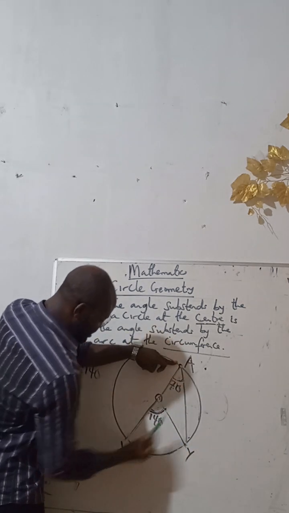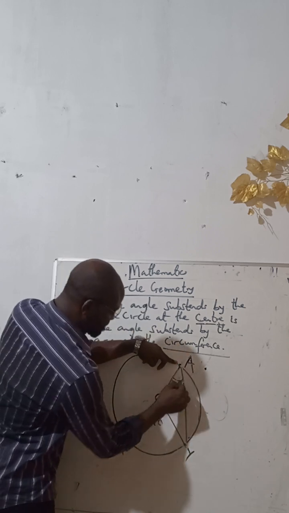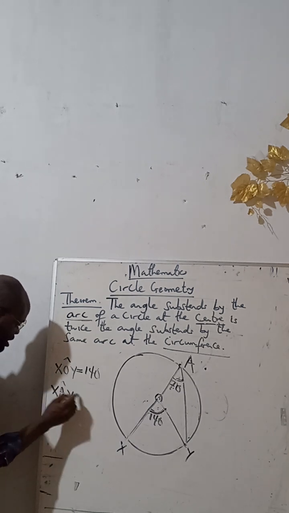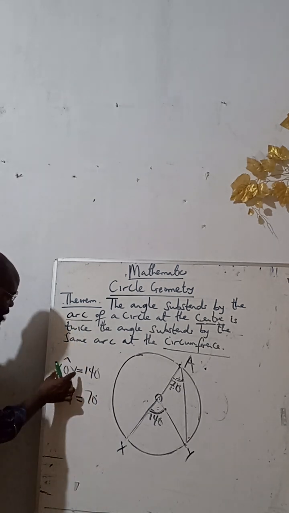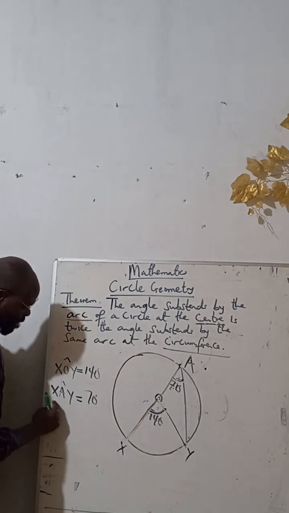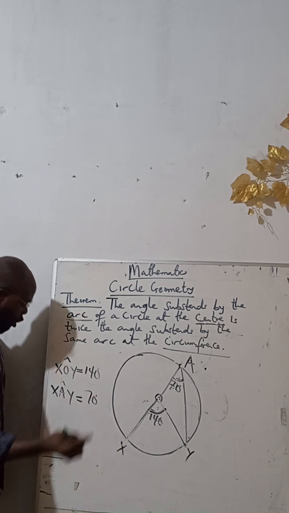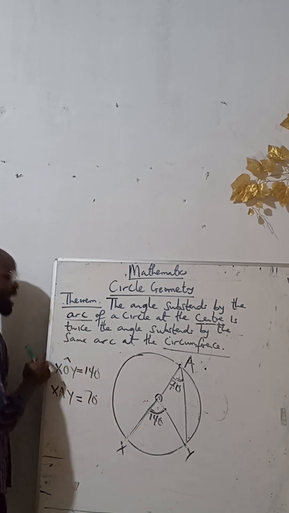What about this angle? Check the same thing. XAY. So angle XAY equals 70 degrees. So the theorem means that angle XOY, this one, will be 2 times angle XAY, which is 70. That is, 140 is 2 times this. Or angle XAY, 70, will be half of angle XOY.